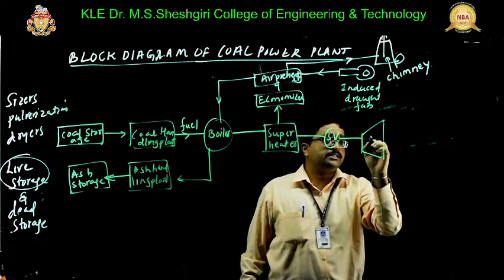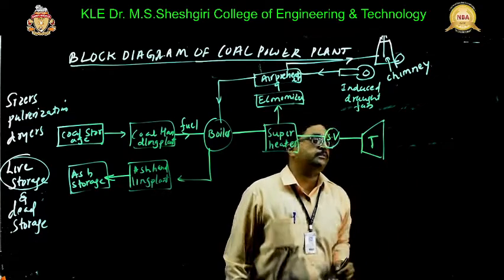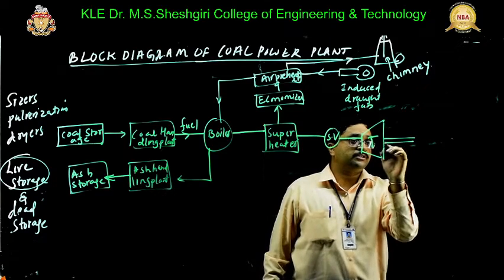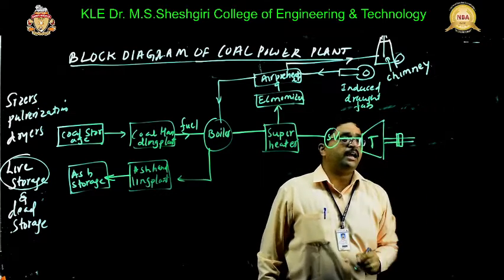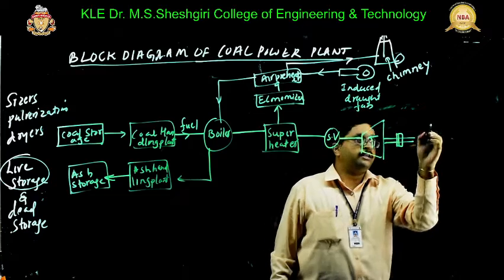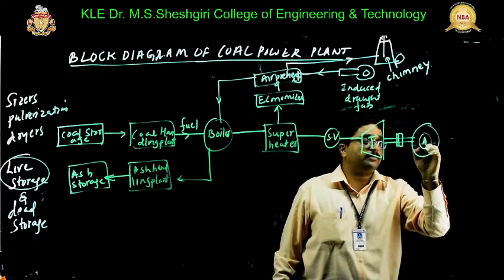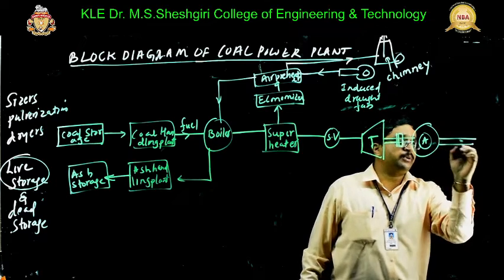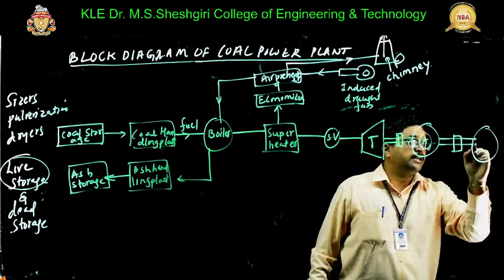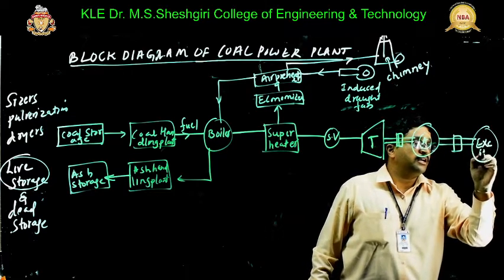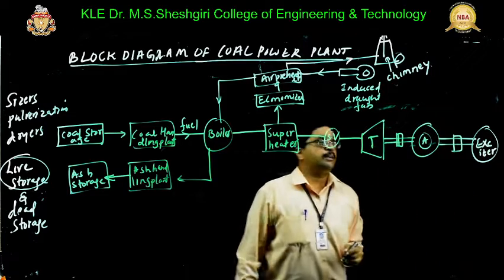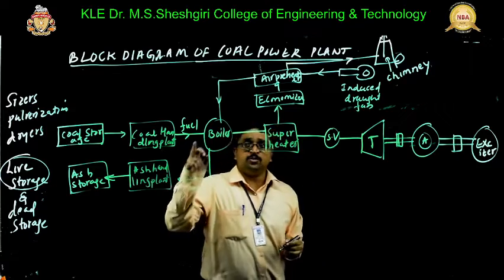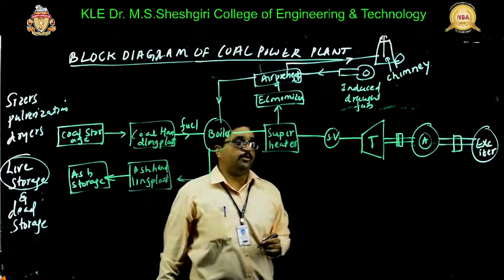This is the steam turbine, and the turbine is coupled to the alternator. The turbine is coupled to the alternator, and the alternator is coupled to the exciter. Now the two components are fed to the boiler.